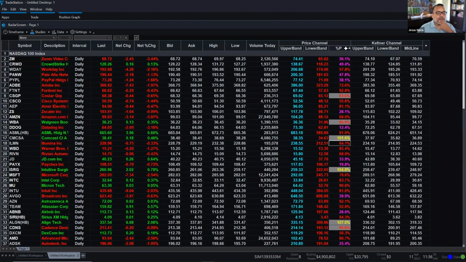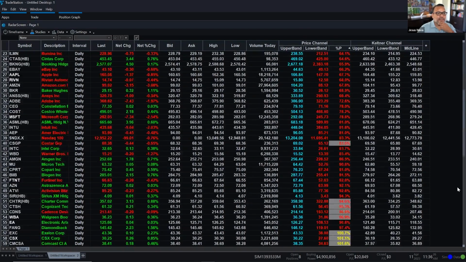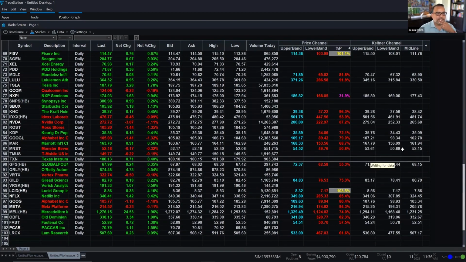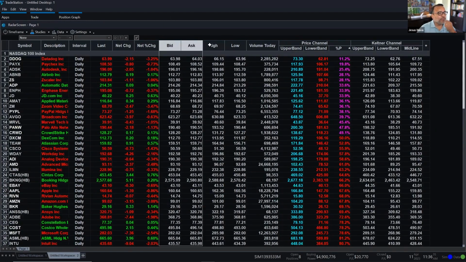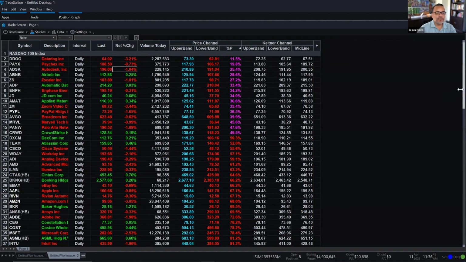Let me double click on %P one more time to see the lowest values. I think that's still filling in. Let's wait until it fills out completely and see what's the lowest value. While this is filling up, I'm going to remove some of these columns that I don't use: bid, ask, high, and low. Let me remove also net change. And I'm going to put a chart here on the right-hand side.